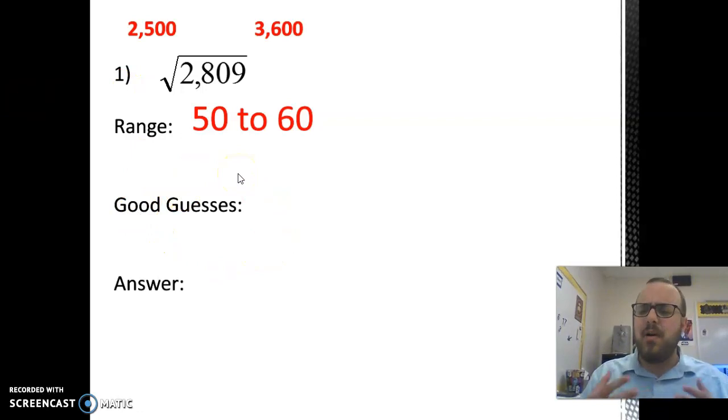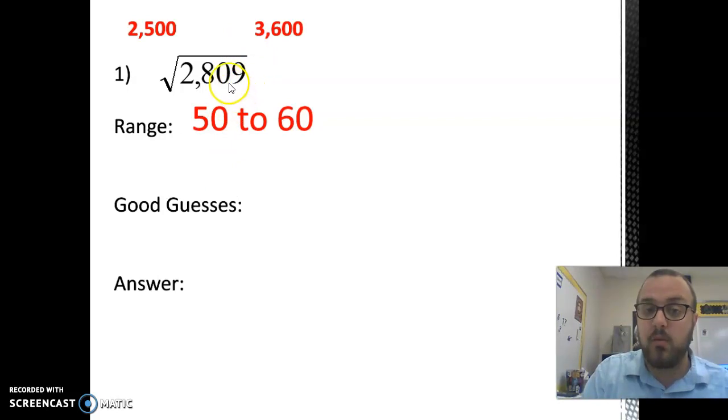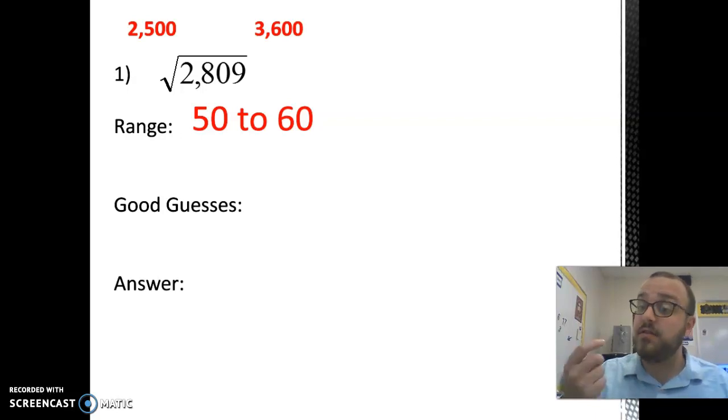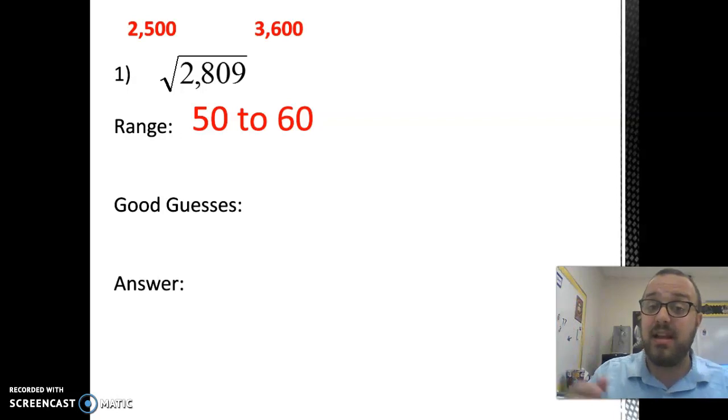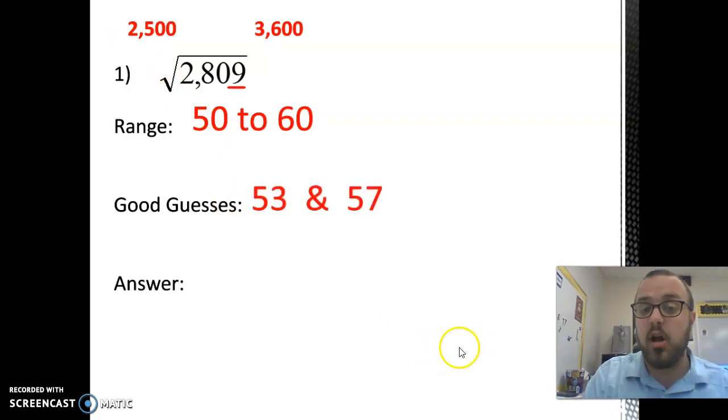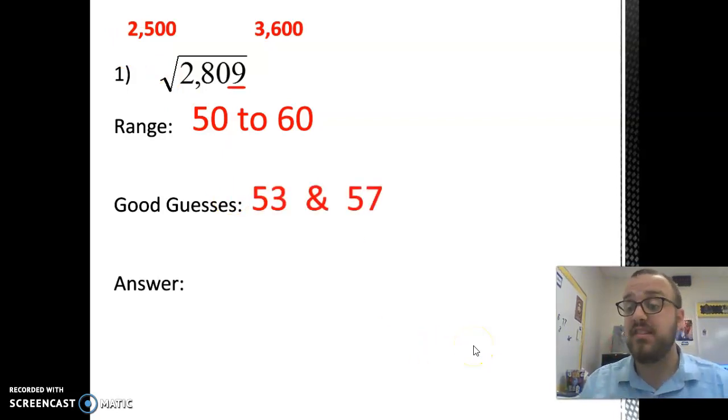Well, Mr. Guy, how do I make good guesses about this? The key is the last number in your square root. The last number in this instance is 9. Think about what numbers times themselves give you a number that ends in 9. I can think of 2 single-digit numbers that do that. I can think of the number 3. 3 times 3 is 9. And I can think of the number 7. 7 times 7 is 49. So, what numbers end in 3 and 7 that are between 50 and 60? So my good guesses are that the answer to this problem is either going to be 53 or 57.